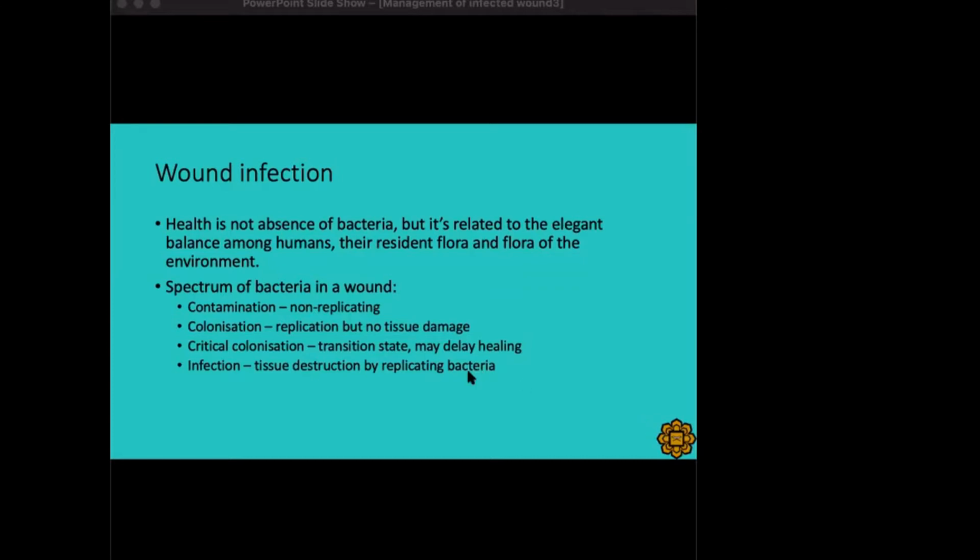Okay, so there is a spectrum of bacteria in a wound. I think you probably came across this before. You get contamination, which is non-replicating organisms or bacteria. You have colonization, where there is replication but no tissue damage. You have critical colonization, which is a transitional state, and this may delay wound healing. And then you have the obvious wound infection, with basically tissue destruction by the replicating bacteria.